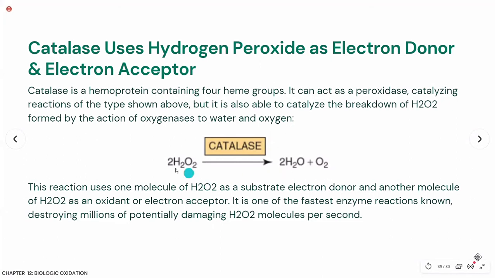So there are two hydrogen peroxide used. One as a substrate and the other hydrogen peroxide as an electron donor, no? An oxidant or electron acceptor, so that you form now two molecules of water. It is one of the fastest enzymatic reactions known, destroying millions of potentially damaging hydrogen peroxide molecules per second. Then you will ask, where did this hydrogen peroxide come from?